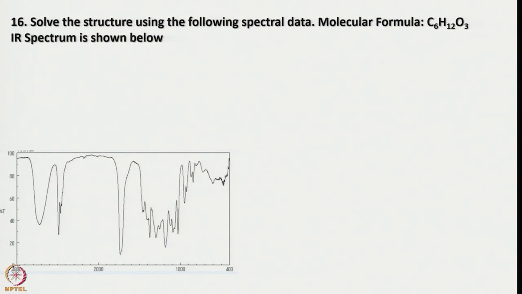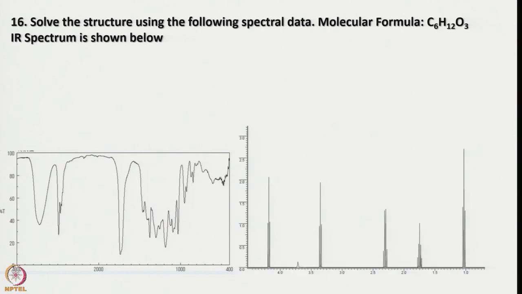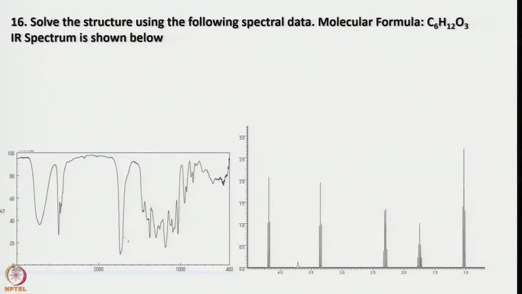Solve the structure using the following spectral data. Molecular formula is C6H12O3. The IR spectrum is shown below here, and of course I have also taken the 1H NMR spectrum here. What you should notice here is that a carbonyl peak is there. We have to identify it. And then you have CH, and of course OH is also there. So these things we have identified.